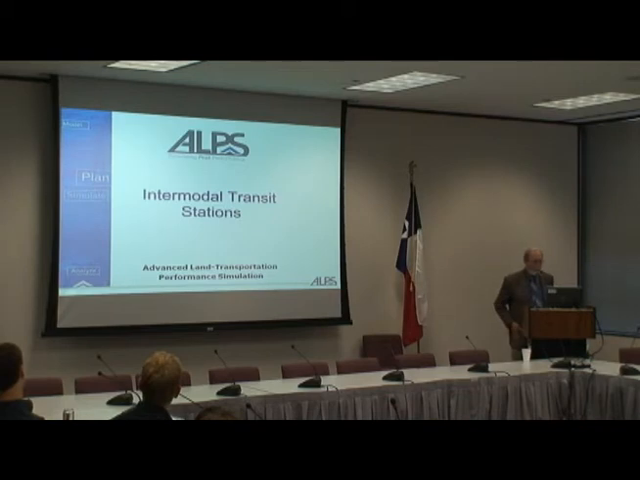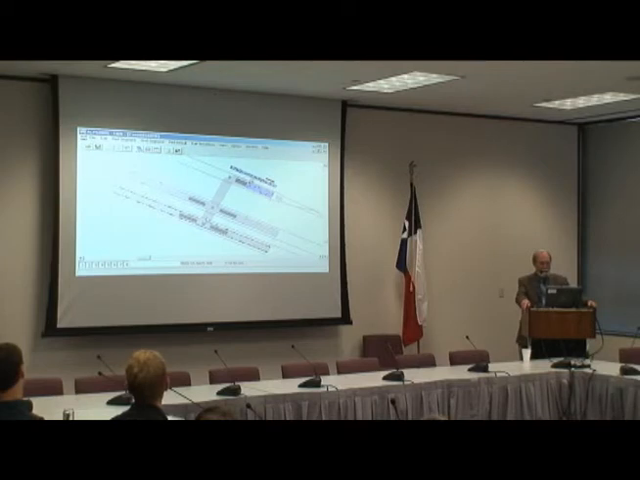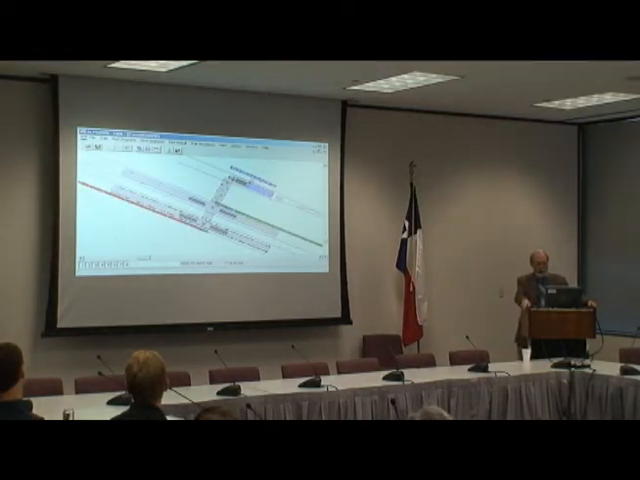Let me show you an intermodal transit station. This is one that we've worked on off and on over the years at Newark Airport for the Port Authority. At the time they were designing the Northeast Corridor rail station, we did some modeling for them. This is some years old. And we were looking at what would happen. And again, this is a multi-level looking down through all the levels. But what happens when these large trains arrive?